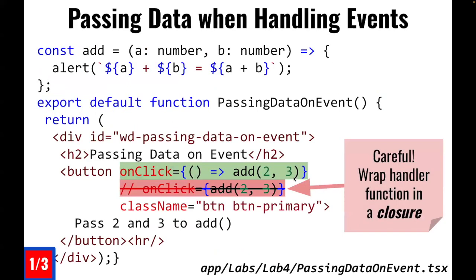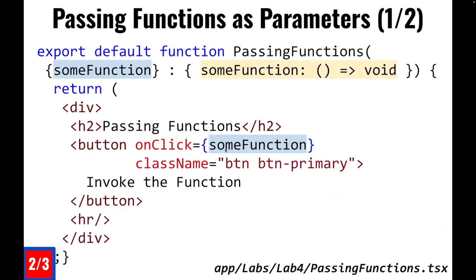Okay. This is just as a reminder, right? That if you do need to pass an argument to a function like this one, add takes arguments a and b. Okay. Be careful not to do this, to just say add and then the arguments. That might get you into an infinite loop. Always remember to wrap it inside of a closure. Okay, everybody good? All right.